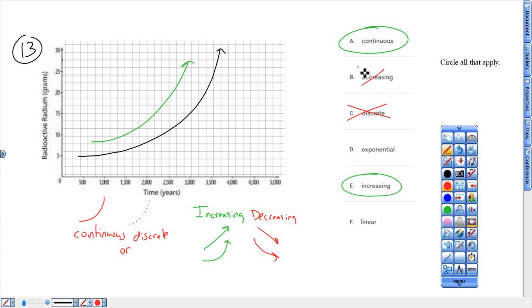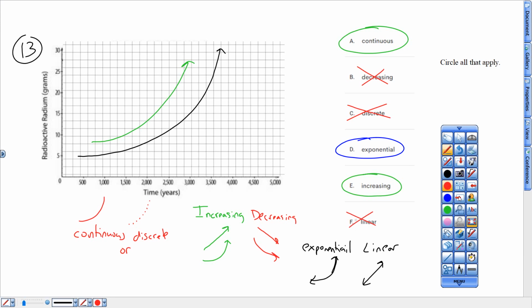And then my last category, is it exponential? Exponential are those timesing sequences. Exponential gives you curved, you're timesing. Or is it linear, which gives you straight, adding, subtracting? And I could see this is definitely not straight. It's exponential. So those words will describe that line right there.